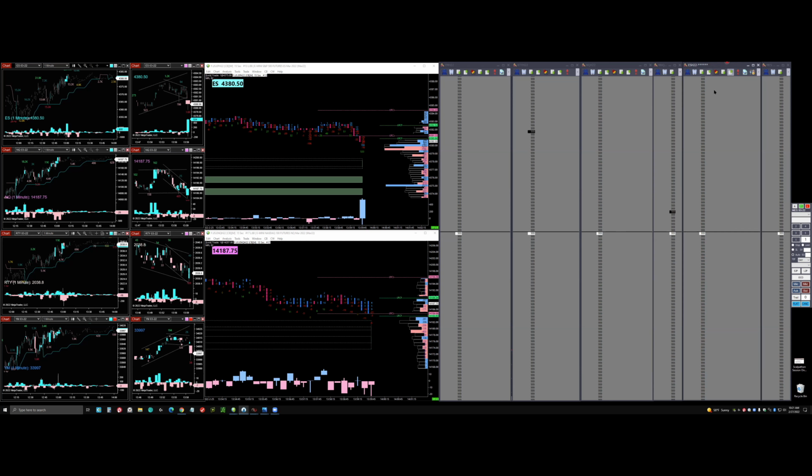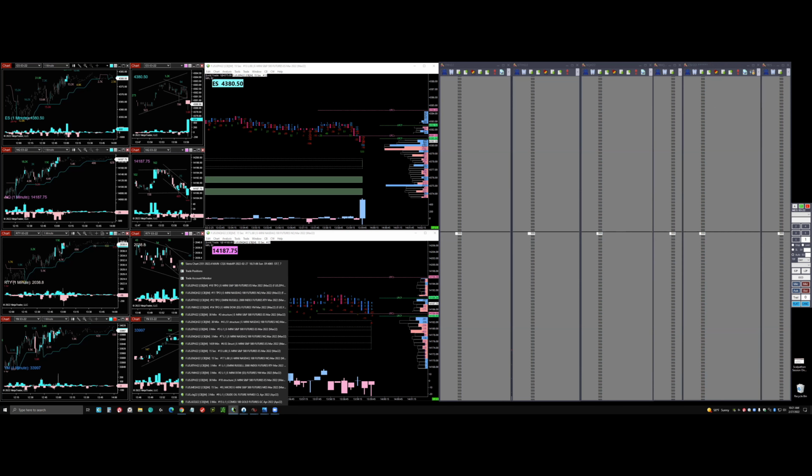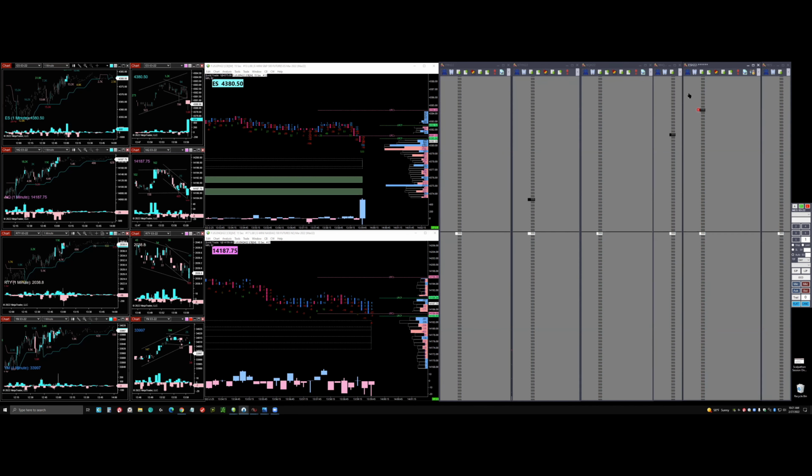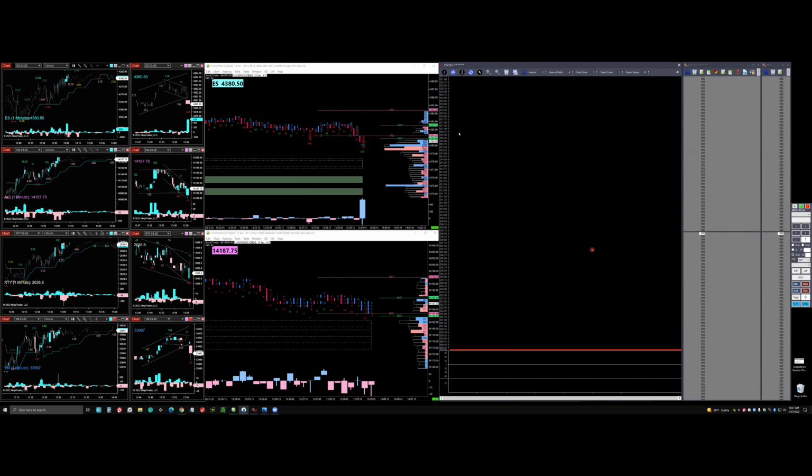I also run, on my Jigsaw, I do run liquidity. I run the liquidity heat map in Jigsaw known as Auction Vista. And again, because there's no data, we can't see it. But when I have it up, I do it. This is it right here.